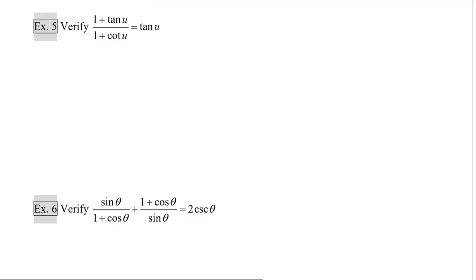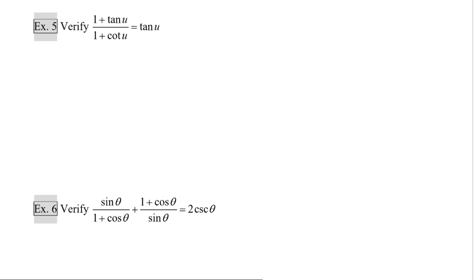Our next example is example 5. We're going to verify 1 plus tangent u over 1 plus cotangent u is equal to tangent u. Again, we usually start with the more complicated side, so I'm going to work on the left side. But keep in mind what the right side is equal to. We want to simplify this whole thing down to tangent of u.